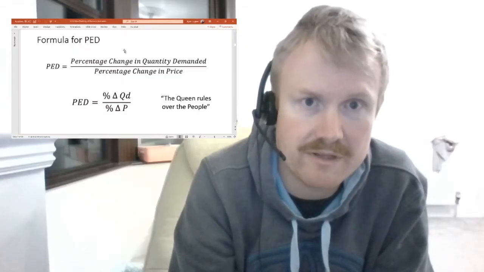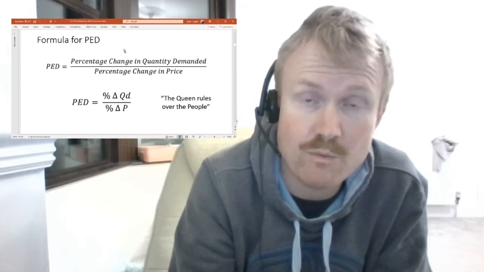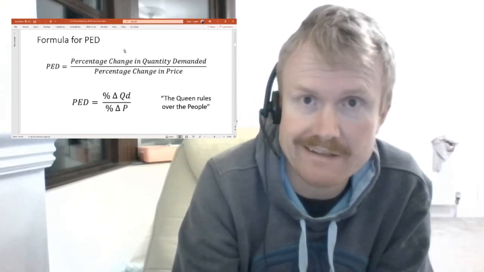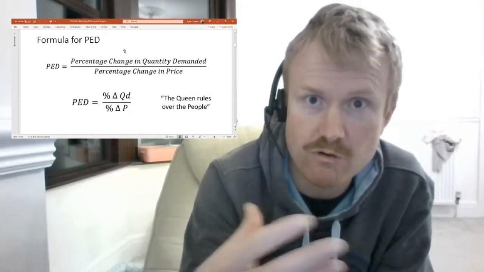The reason why this formula is really cool and a neat way to measure price elasticity of demand is because it already has proportionality built into the formula itself.